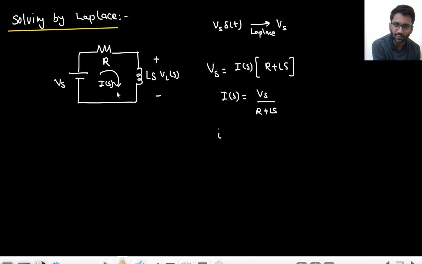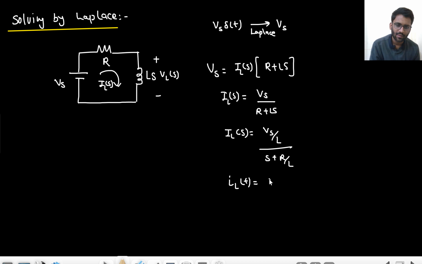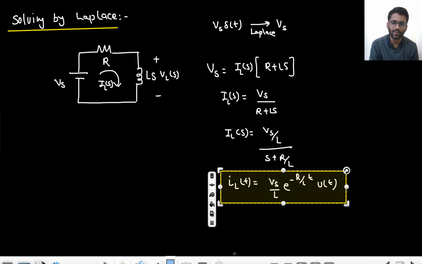So what would be your IL of t? IL of t would be Vs by R e to the power minus t upon... Oh, sorry. Let's just write one more step. ILS would be L will come outside. So Vs by L upon S plus R by L. So ILT would be Vs by L e to the power minus R by L into T ut. So this would be ILT.